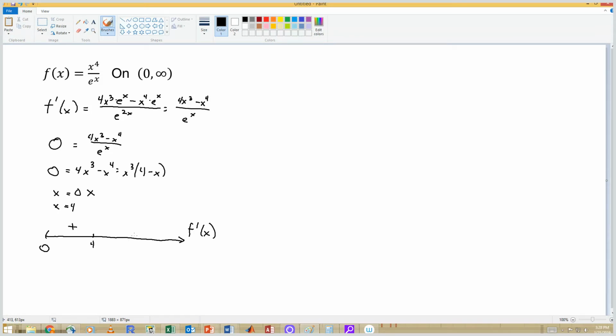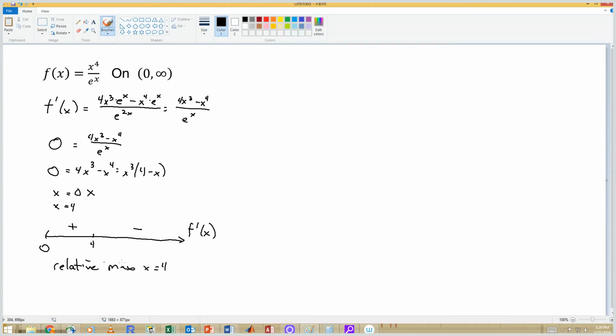And then if we plug a very large number into this function, bigger than 4, we end up with 4x cubed minus x to the fourth. That will be dominated by x to the fourth. e to the x is always positive, so that is going to be negative. So by the first derivative test, we've got a function which is increasing up to 4 and then decreasing from 4. The first derivative test would say that we have a relative max when x equals 4.